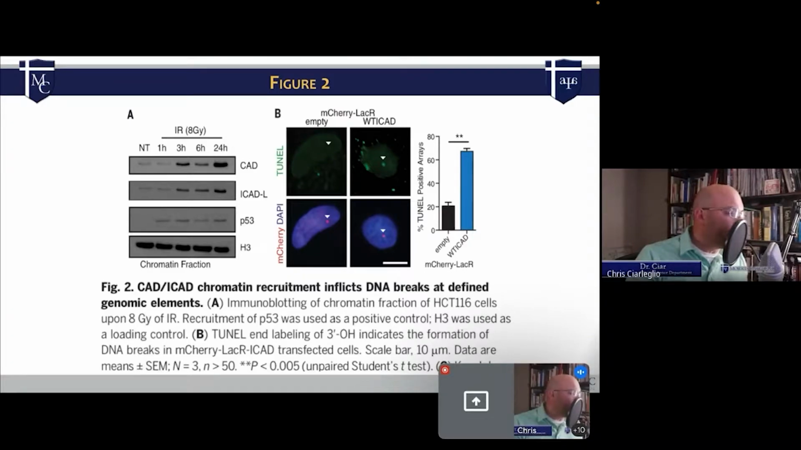WT ICAD, I don't know what that is. I've been looking for that. What is that? You know, I have no idea. I mean, WT usually means wild type. Wild type ICAD. Oh, I think that's the thing that responds in cells. The thing that responds to breaks, right? Right. It responds to CAD breaks. Gotcha. Okay. All right.